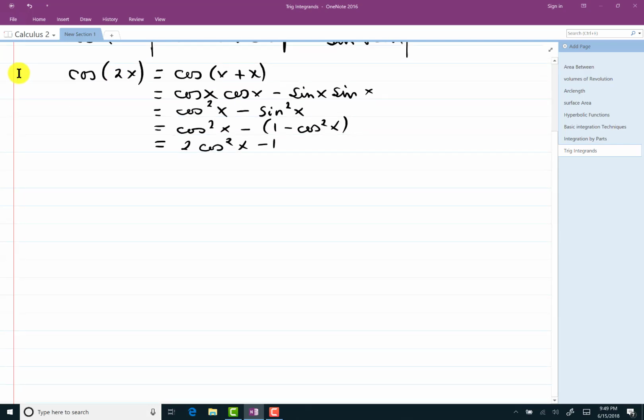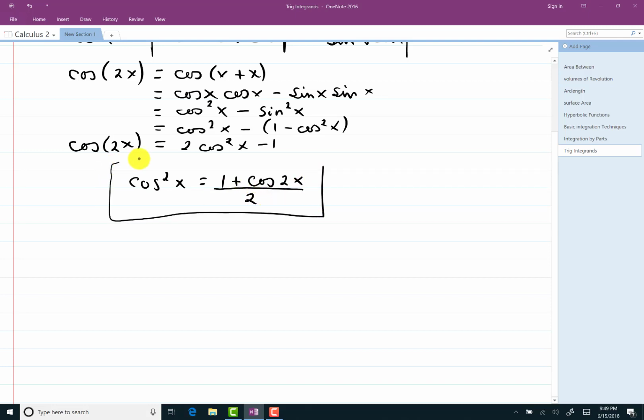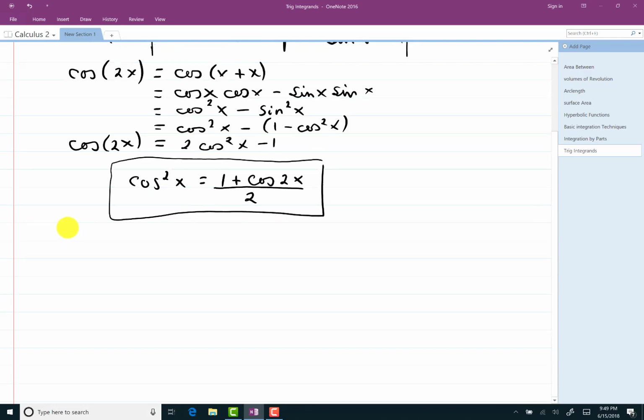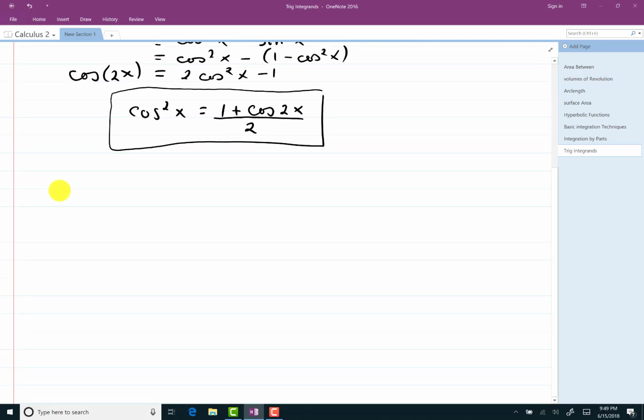Now, what I want to do, let me bring this cosine of 2x down. I'm going to solve for cosine squared of x. So I'm going to add 1 and divide by 2 to get the following. And you can do similar things with sine.